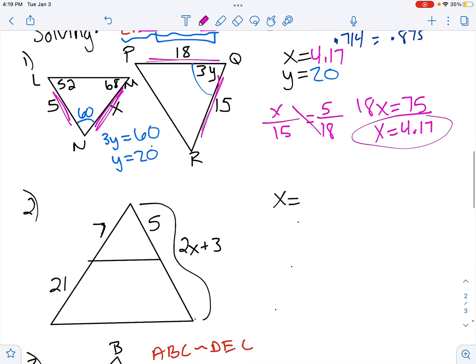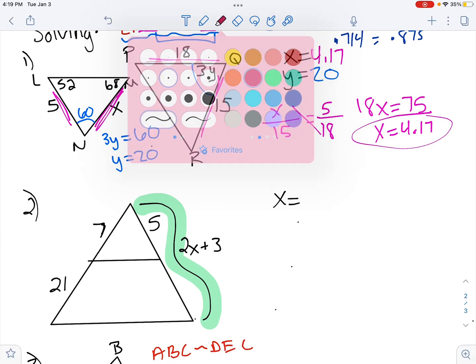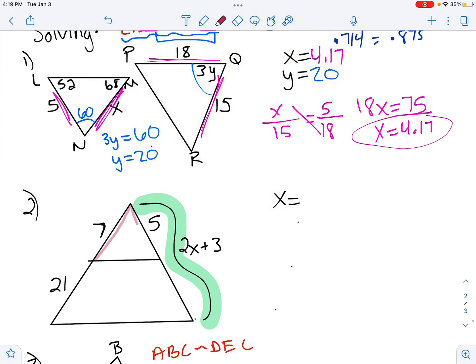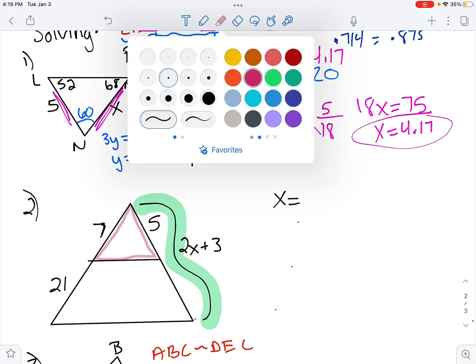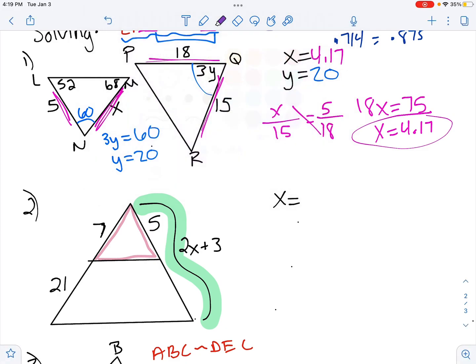Now, on number 2, you can do this actually 2 different ways, and everyone always asks me, okay? But you have to be careful with what you're comparing. So for this one, since this guy is the whole side length, we want to actually look at that triangle as we have this little red triangle, and then we have a big purple triangle. So when I set up my ratios, I have to pay attention to that.